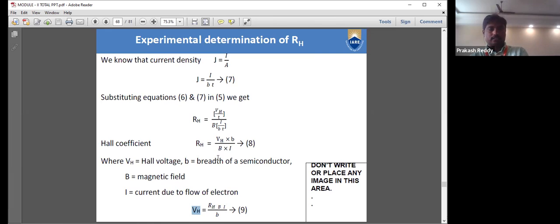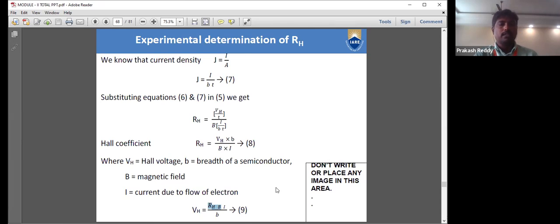We have various equations: the relation between R_H and E_H, the current density equation, and R_H, the Hall coefficient, and V_H also. Previously, in the first or second slide, we derived the equation for R_H and E_H. E_H equals R_H into B into J, or else R_H equals E_H by B into J. Now, the second relation, equation number 8 or 9, is the relation between V_H and R_H. Previously, we derived the relation between R_H and E_H, the electric field developed across the material. Now, in this slide, we derive the equation for the relation between V_H and R_H.